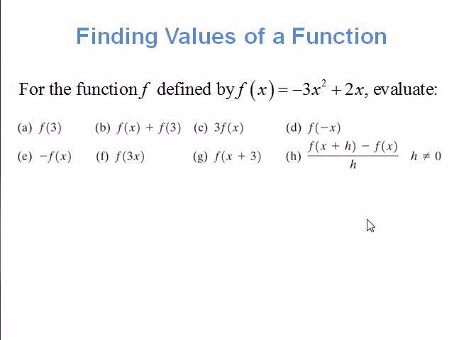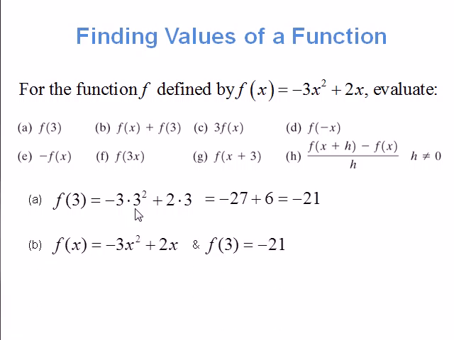So for A, we just plug in x equals 3 in the appropriate locations. Make sure you do PEMDAS. That is very, very important. What we have here is -3 times 3 squared, plus 2 times 3, and our answer ends up being -21. The reason is that you have -3 times +9, so be aware of that.